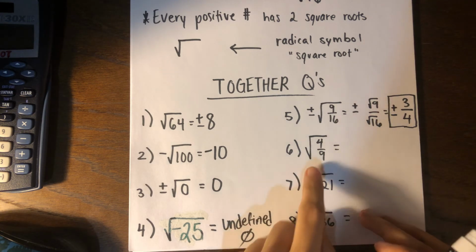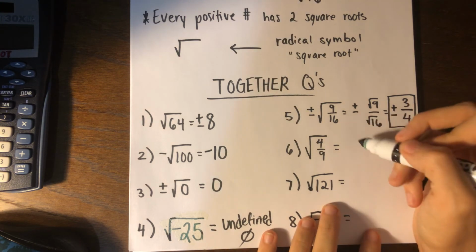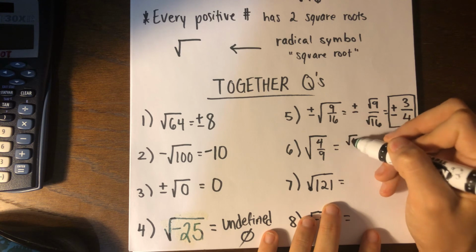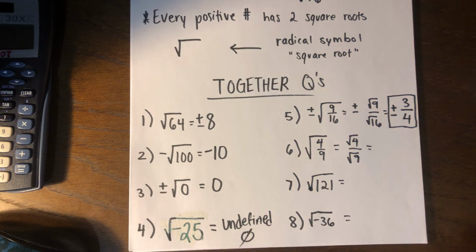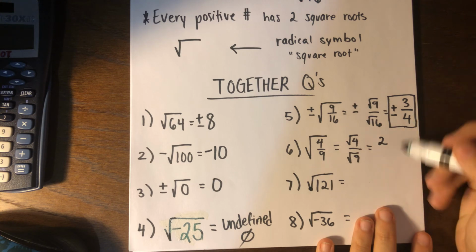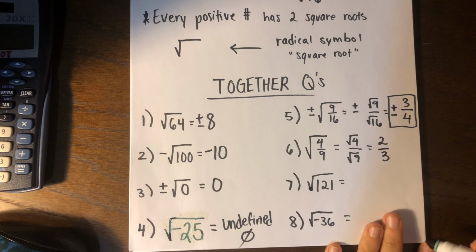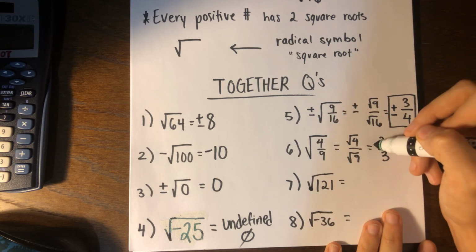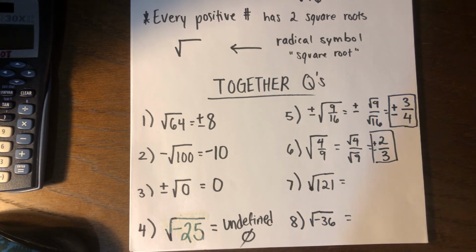Okay, so take it like that for the next one. The square root of 4 divided by 9, or 4/9. So I take the square root of 4 over the square root of 9. So I break it apart. Well, I know that the square root, right, of 4 is 2. The square root of 9, we know, is 3. 2/3. Okay? So, oops, I forgot to write my plus and minus. Positive and negative 2/3. Okay?